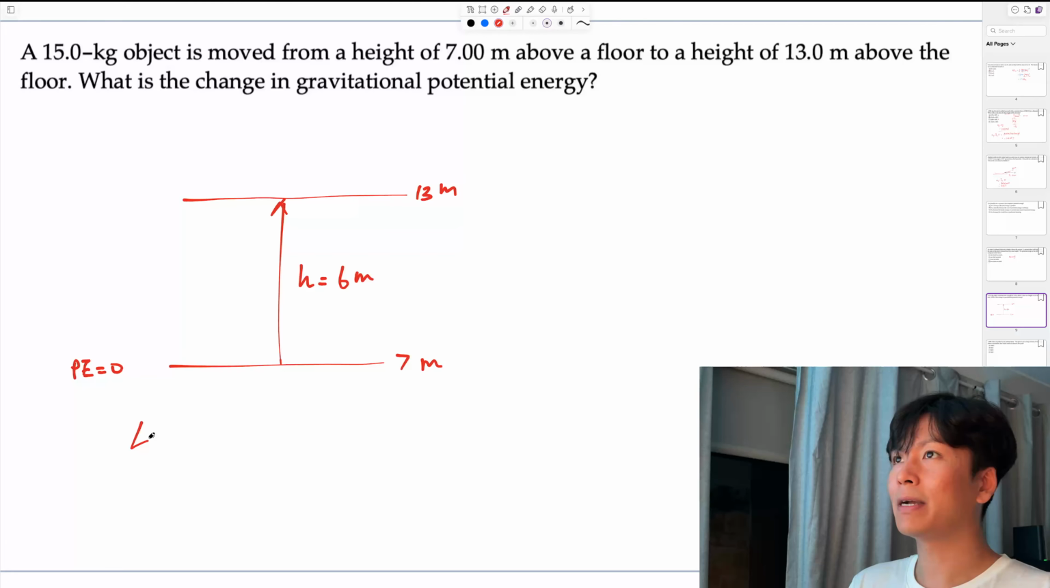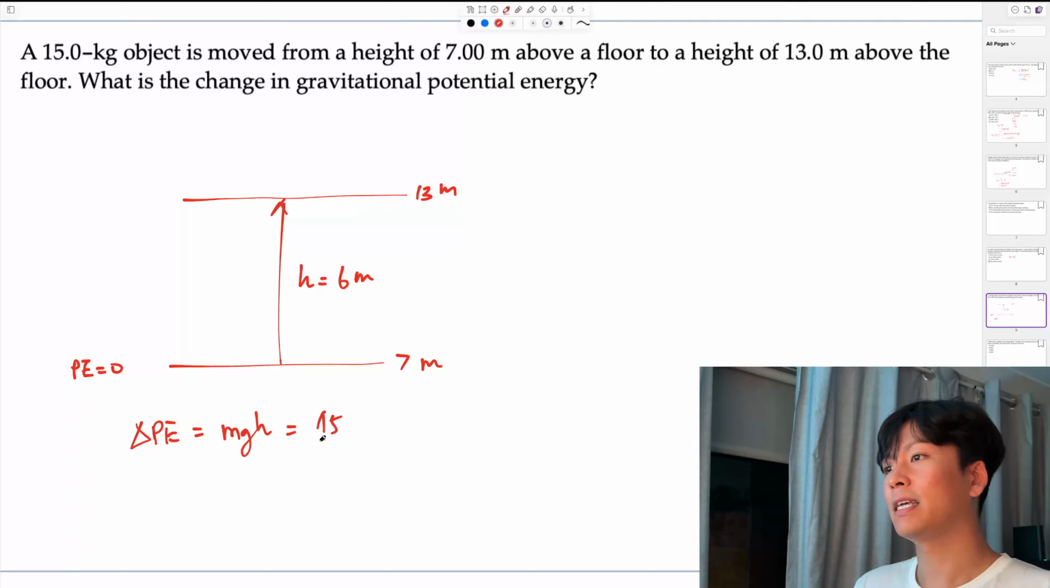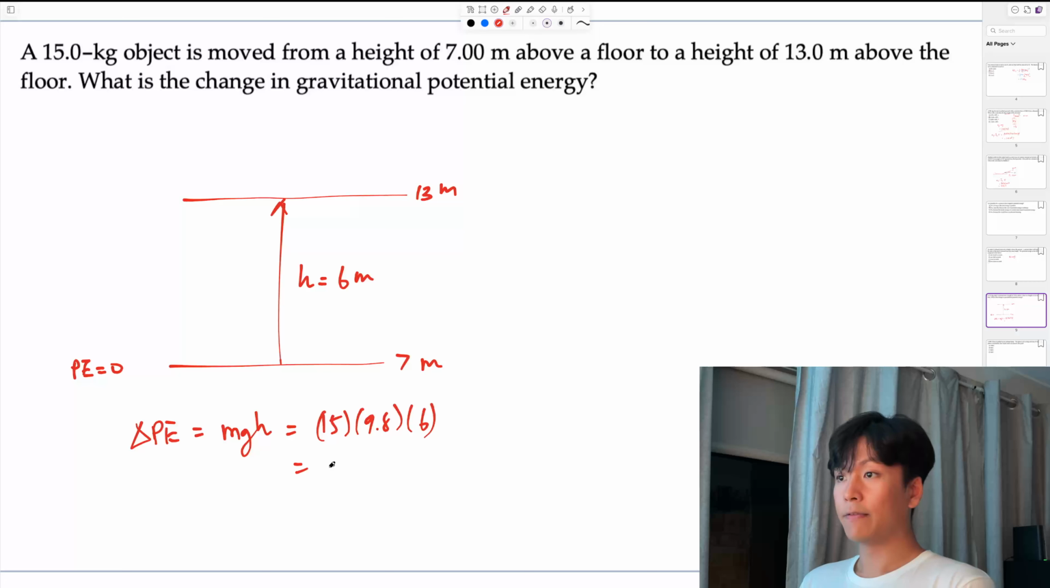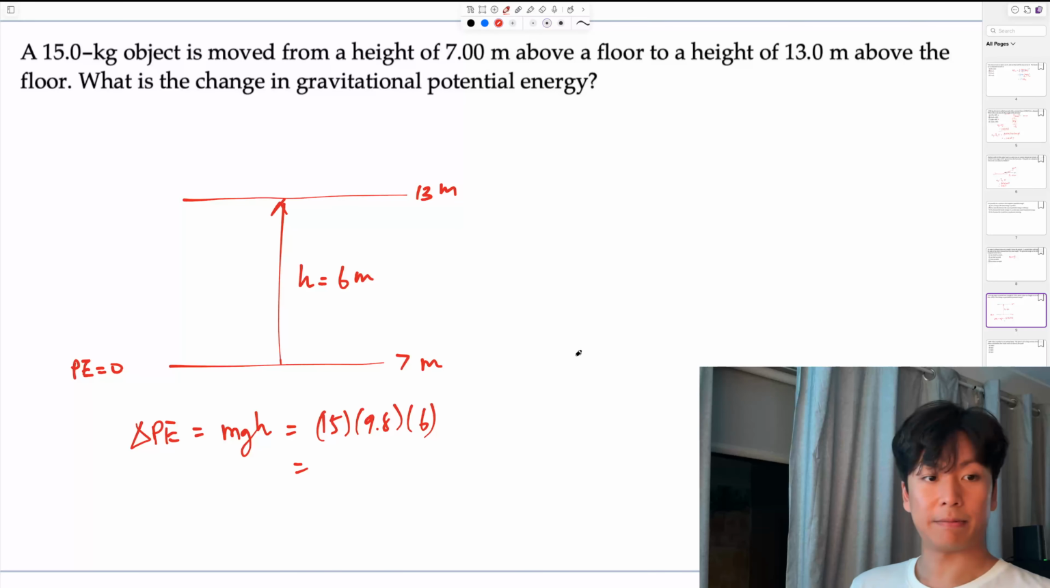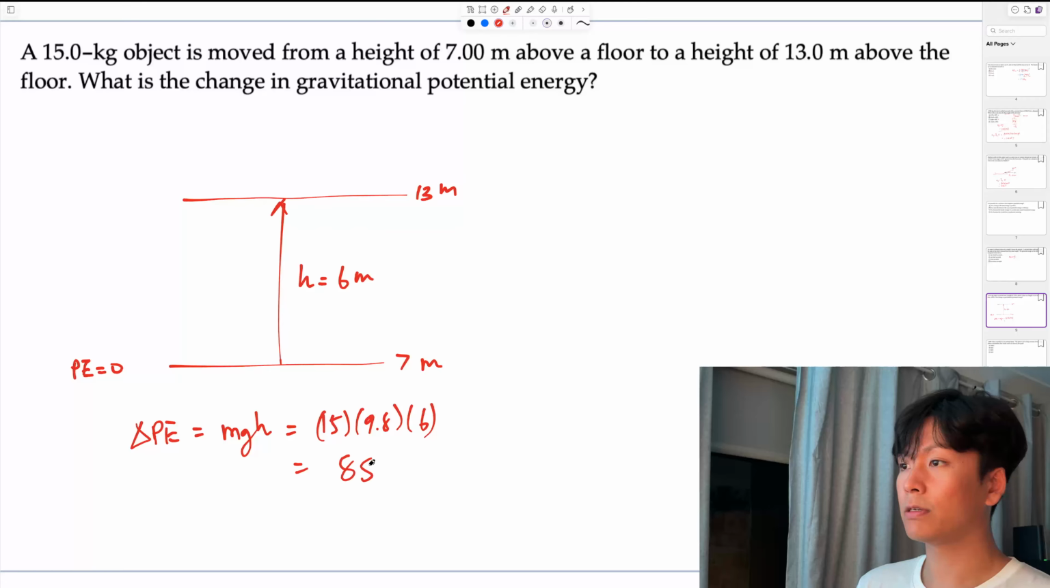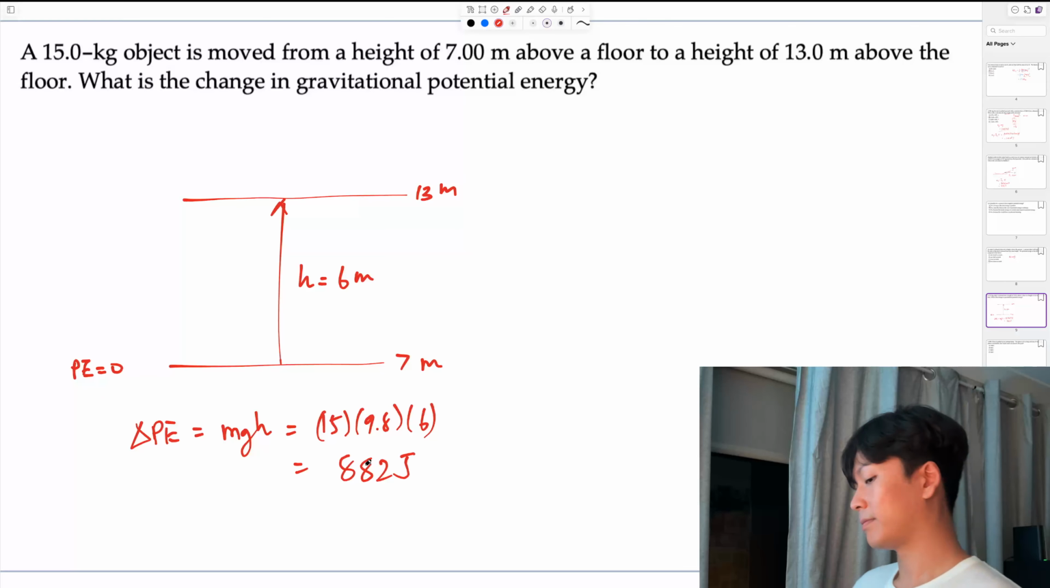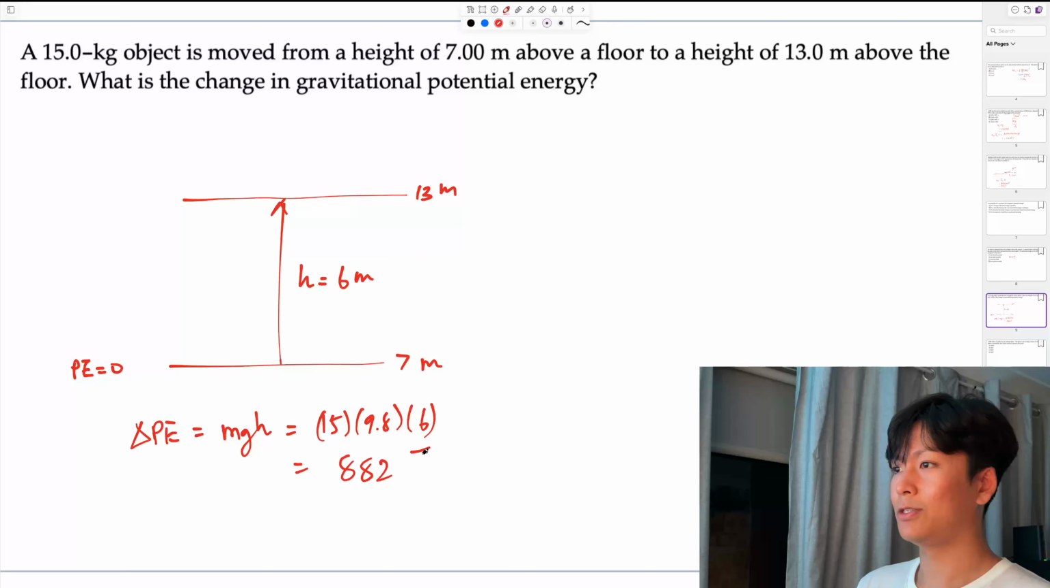And so now my change in gravitational potential energy is just going to be equal to mgh. M is 15, g is 9.8, and then h is 6. If I put that into my calculator, 15 times 9.8 times 6 gives me 882 joules. There we go. Okay, so that's the change in gravitational potential energy.